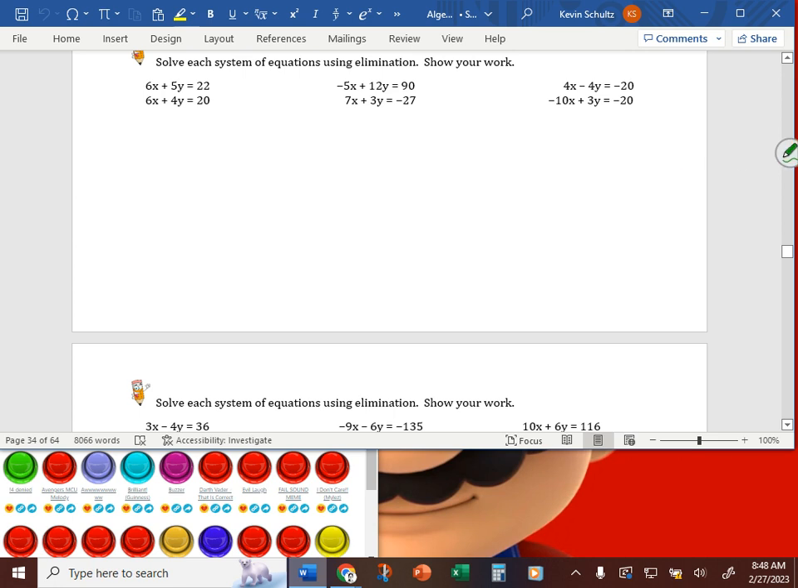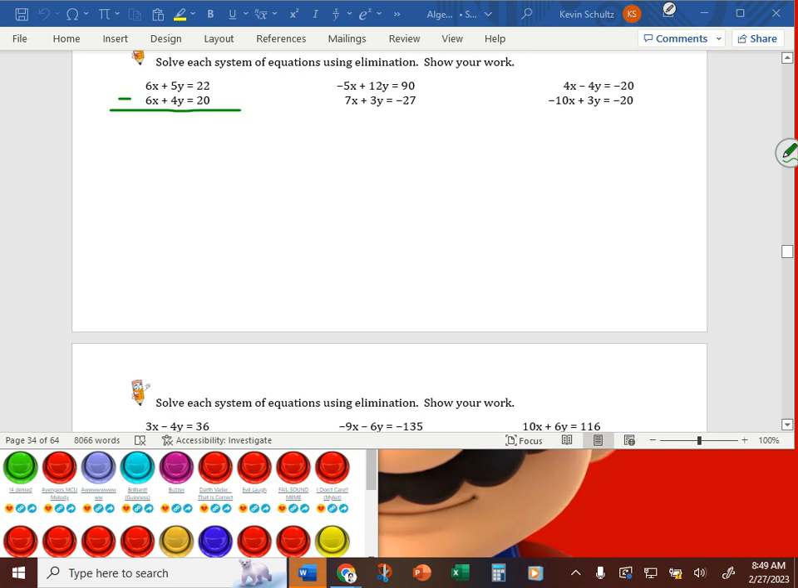Number one. 6x plus 5y equals 22. 6x plus 4y equals 20. Do we need to do any multiplication here? No. Why not? Because 6x and 6x already have the same coefficient, right? So how do we turn a positive 6x and a positive 6x into 0x? Subtraction. So we're going to subtract the equations.